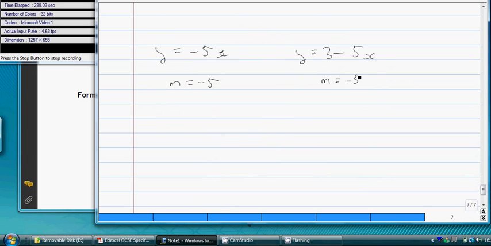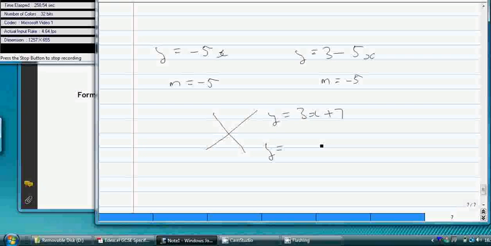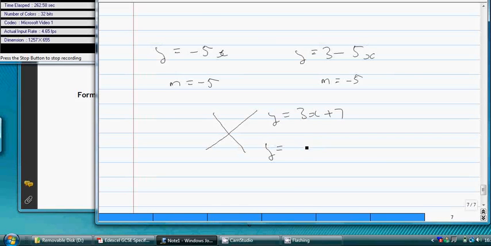And then we want perpendicular lines. Okay, so suppose this line has the equation y is equal to, say, 3x plus 7. What would be the gradient of the perpendicular here? So what would y equal here to start off with? It isn't minus 3x. It's minus 1 over 3x.